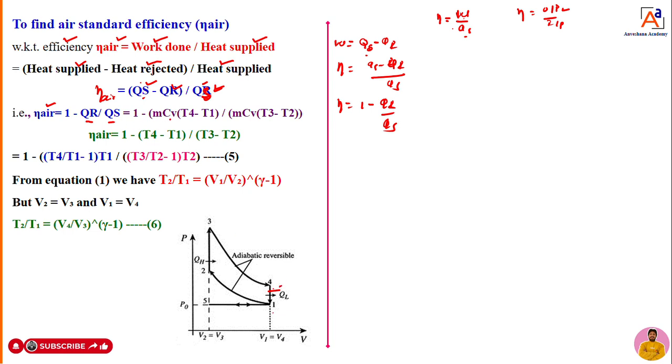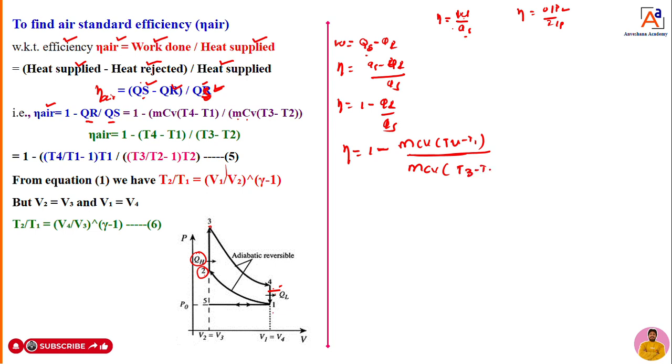So heat rejection is m into Cv (T4 minus T1) divided by the heat supplied, where you supplied the heat at this particular point, that is T3 minus T2. You have to consider the amount of fuel also, the air-fuel mixture, that is m into Cv into (T3 minus T2). So how can I write it now, dear students? You can see here: efficiency is equal to 1 minus Qr, where Qr is m into Cv into (T4 minus T1) divided by m into Cv into (T3 minus T2).